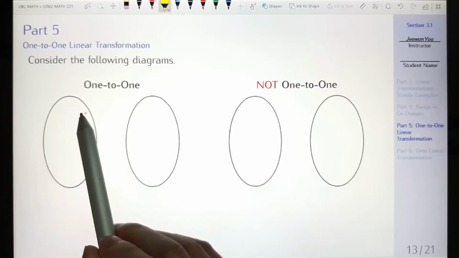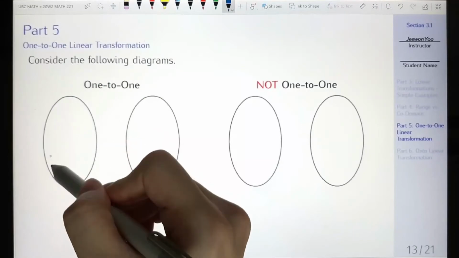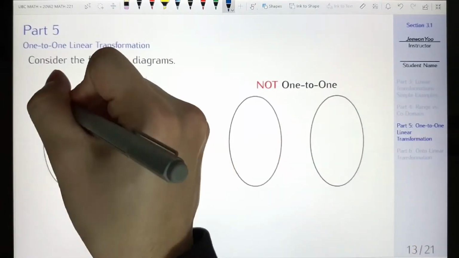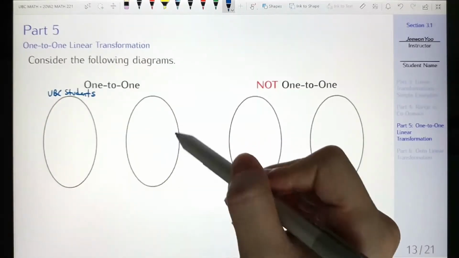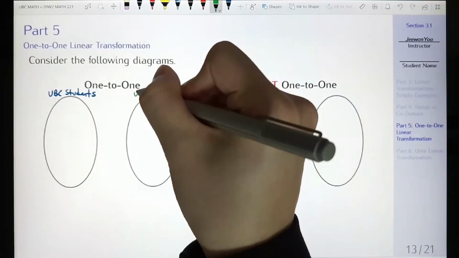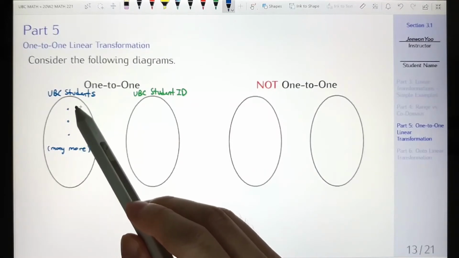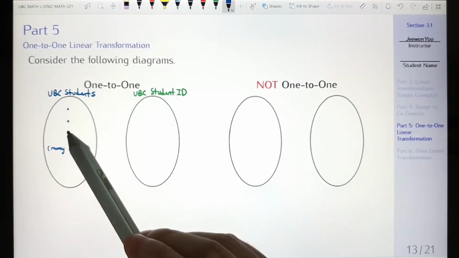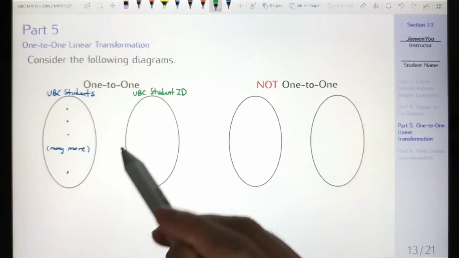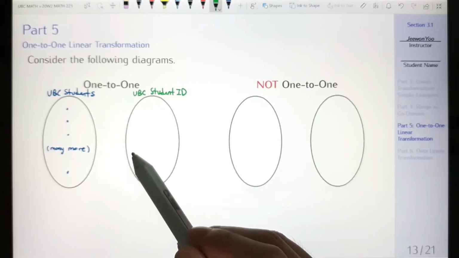Maybe a real-life example might be easier for us to understand. How about we consider the domain as the set of all UBC students, and the codomain to be the set of all UBC student IDs? We have UBC students, student 1, 2, 3, and many more until the last person. Let's say we have the corresponding UBC student IDs in the system.